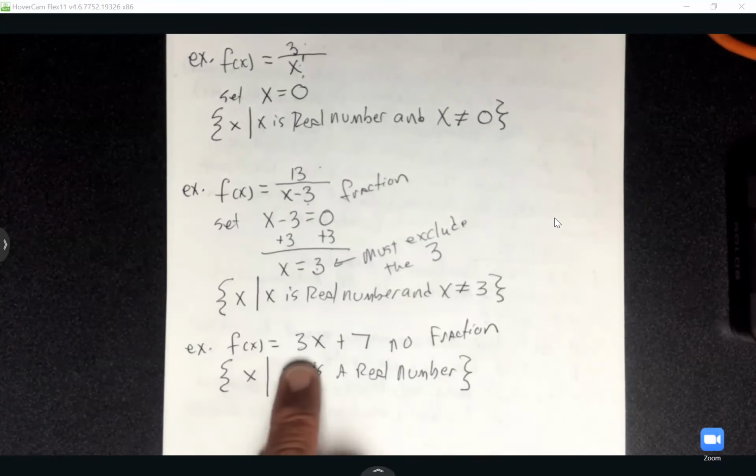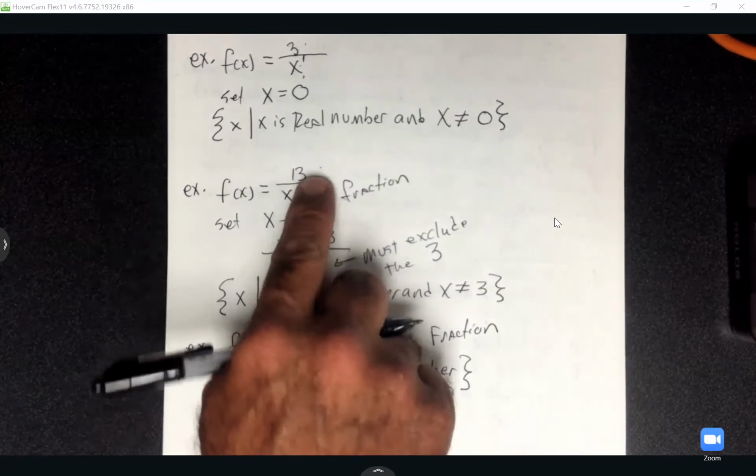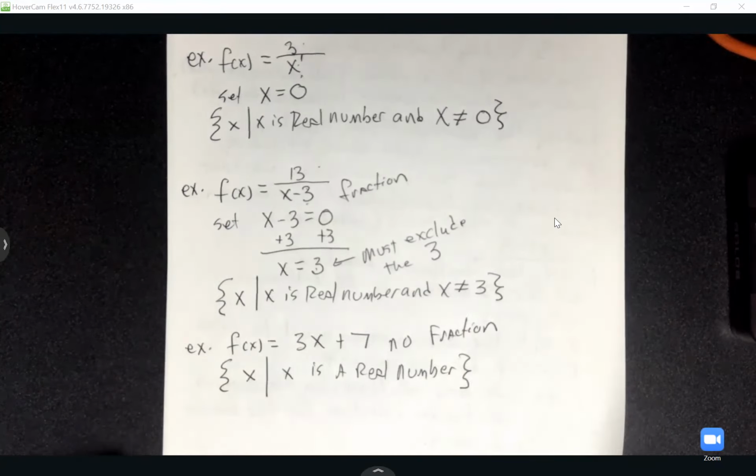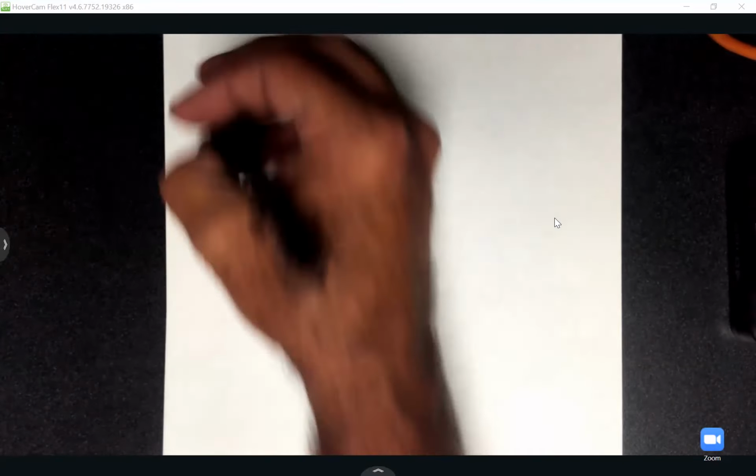And y'all, I don't care what this is. If it's not a fraction, we got to pick that. If it is a fraction, then we're going to have something we got to exclude. So here we go. We'll get y'all going now.